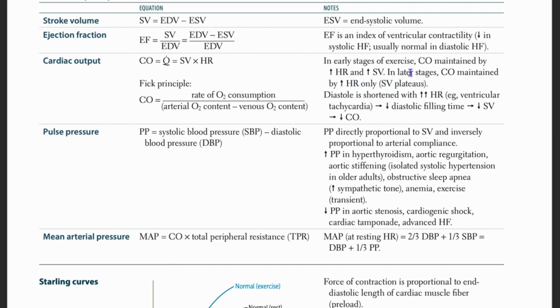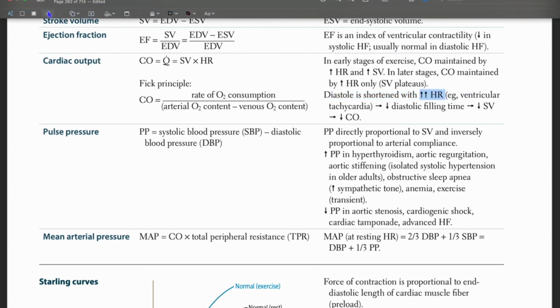Okay, as they all sync up, there will be an increase in heart rate. Sync up, why? Because of the AV node signals, electrical signals. Okay, so diastole is shortened with an increase in heart rate. Because if it's beating so fast, there's not enough time for it to fill up.